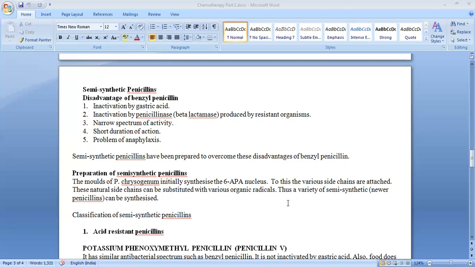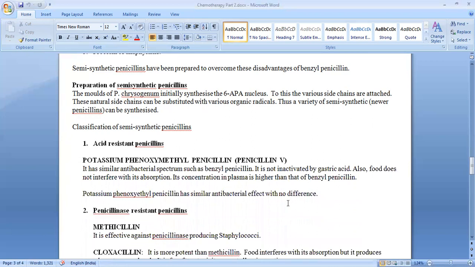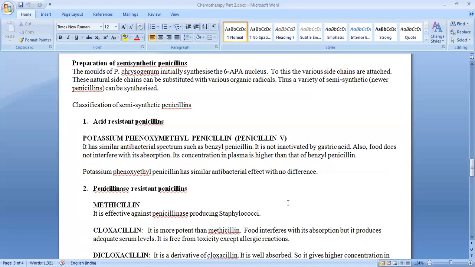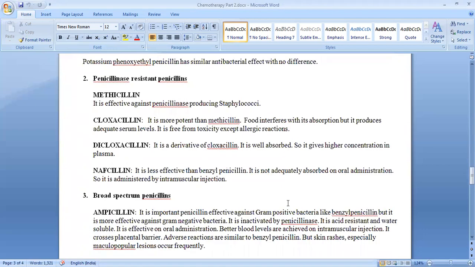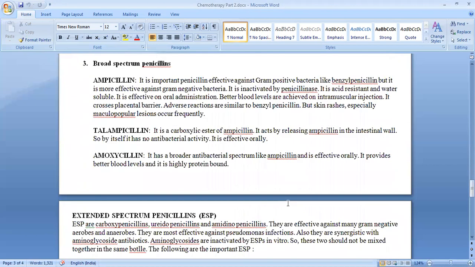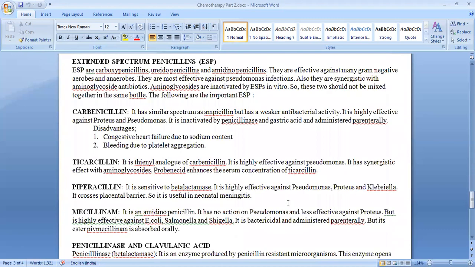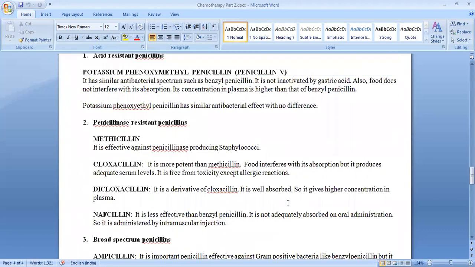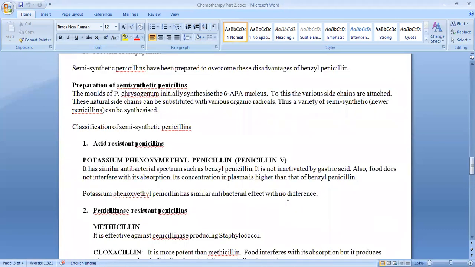Now, for the classification of these semi-synthetic penicillins, we have different categories. The first category is the acid-resistant penicillins. The second category is the penicillinase-resistant penicillins. Then we have broad-spectrum penicillins. Okay. So like this, there are different kinds of categories under the semi-synthetic penicillins.